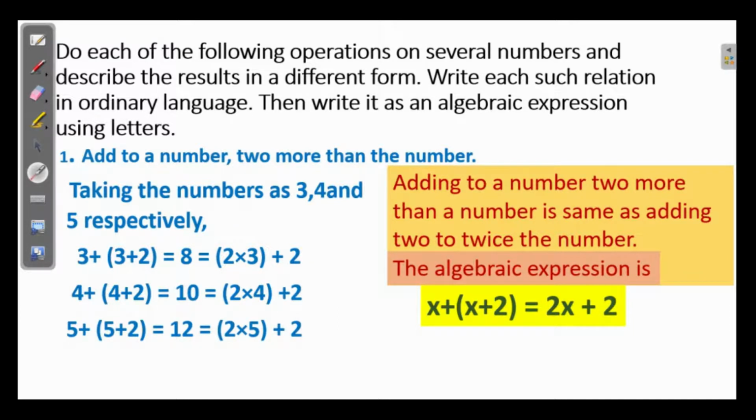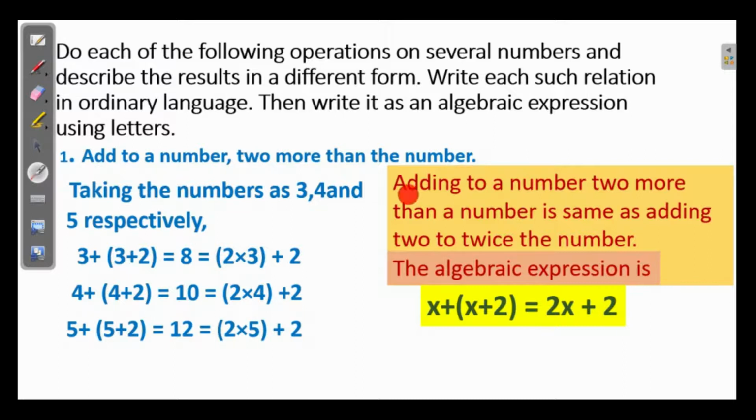Taking 4 in the place of the number of chapatis: 4 plus 4 plus 2, 4 plus 6 is 10. 10 is the same as 2 into 4: 2 sets of chapatis plus 2, 2 into 4 plus 2. And doing it with 5 also, we can write so. So on several numbers we will get the same relation. This relation is x plus 2 is equal to 2x plus 2.